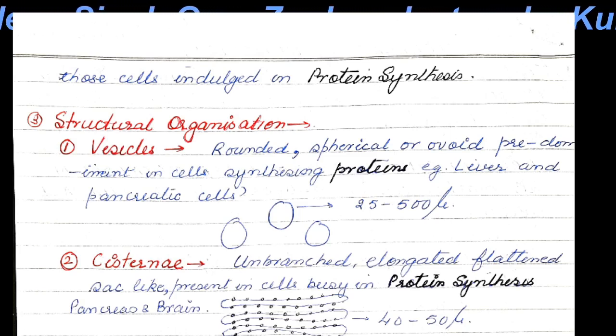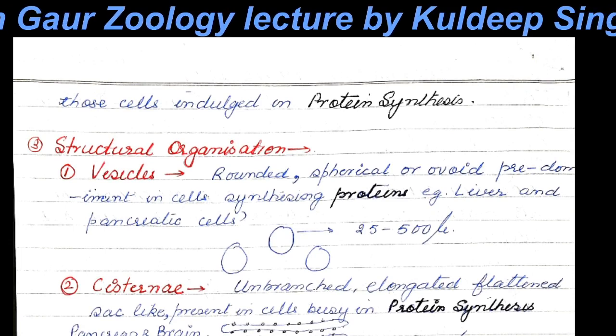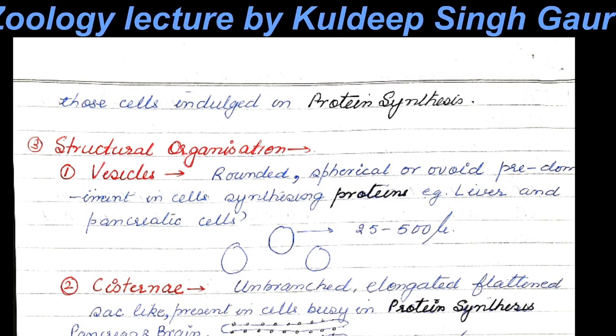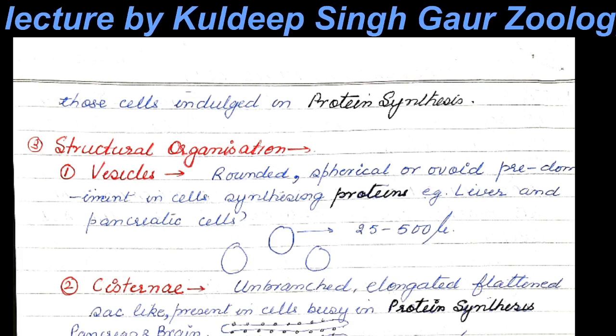So students, we have seen there are two kinds of endoplasmic reticulum. One is smooth, which is involved in cellular detoxification and steroid synthesis and lipid metabolism. Another is involved in protein synthesis because it is hugely laced by a number of ribosomes, and ribosomes, as you all know, are involved in protein synthesis. Now come to the structural organization of the endoplasmic reticulum.